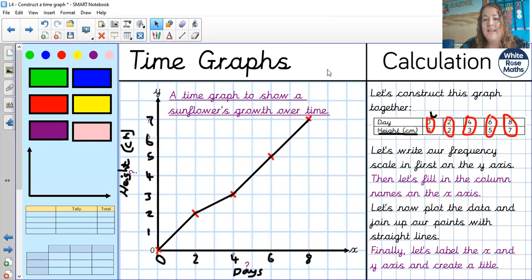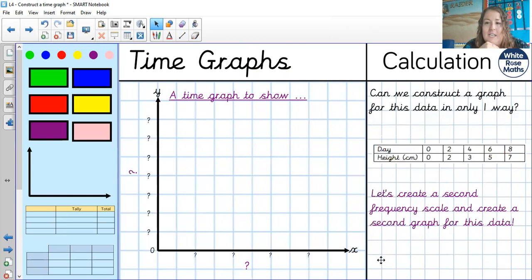We have everything we need on that graph. We've labeled, we've plotted our data and drawn the line, and we've then finally created our title. Now I actually just labeled my X and my Y axis as I put my numbers in, but it's up to you if you want to do that in a different way. Let's just have a look at this same data again. Is there only one way to construct that graph?